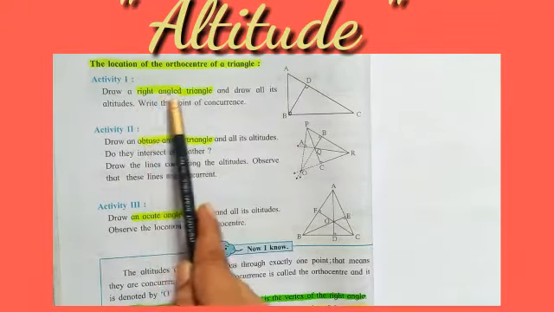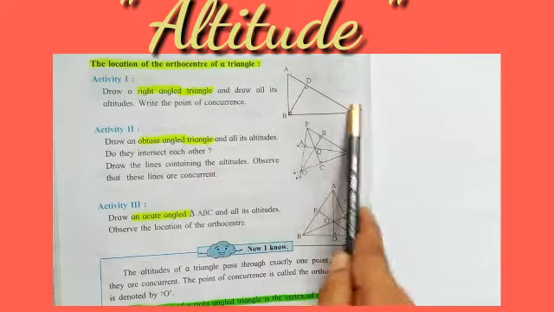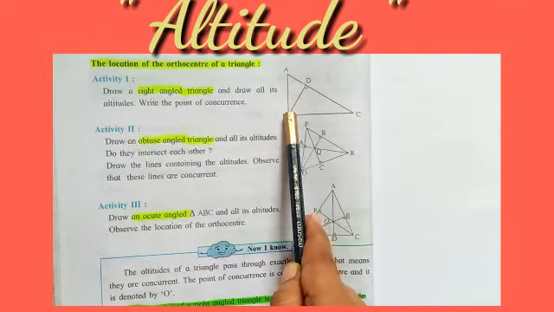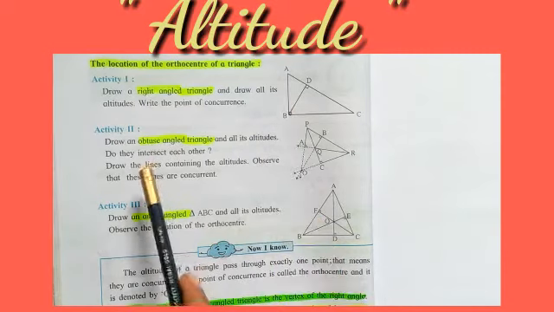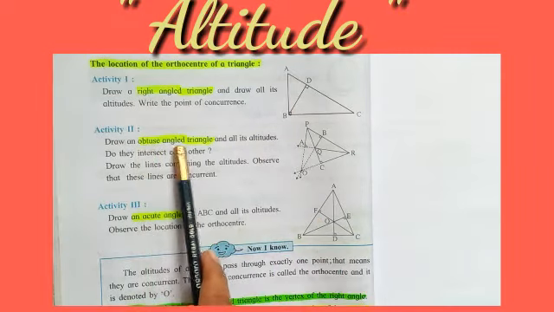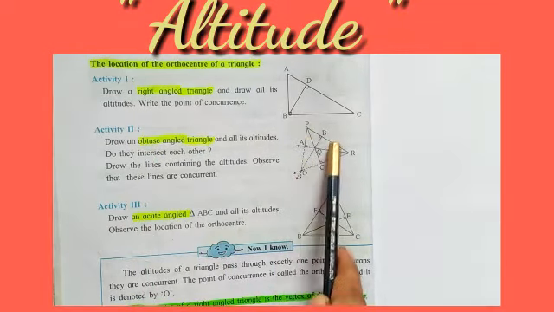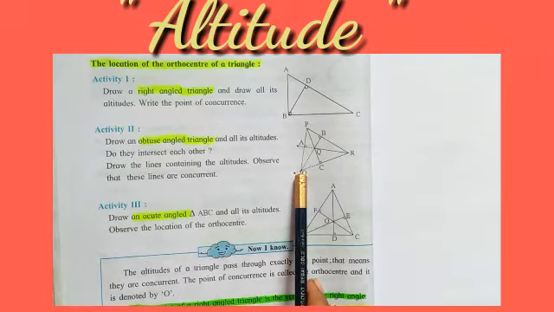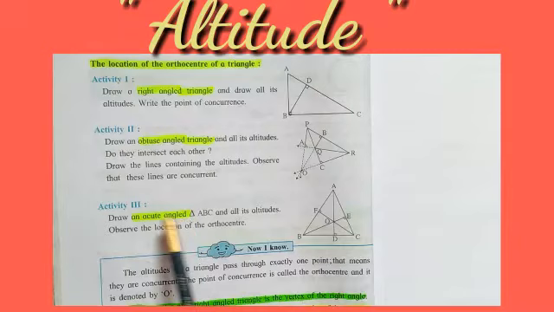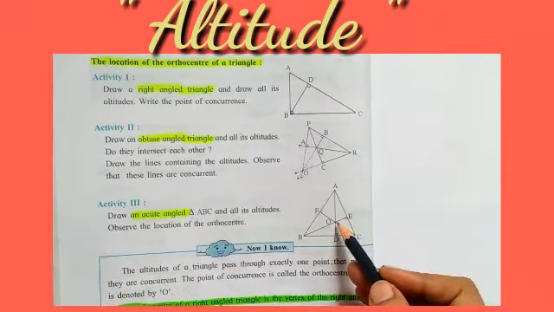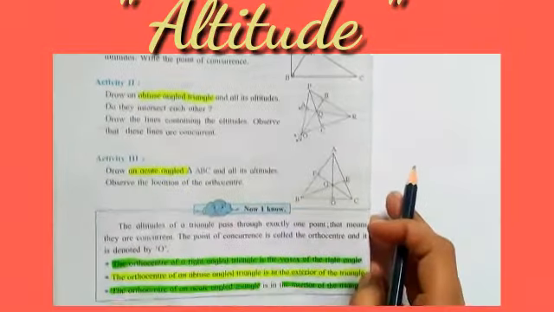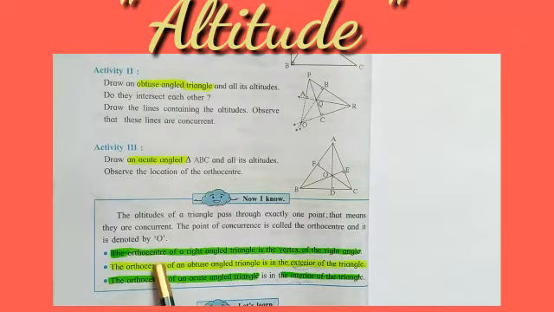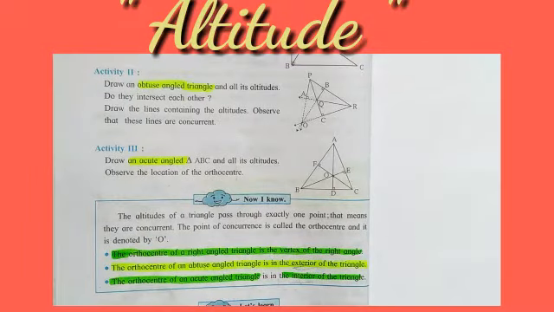First point, right angle triangle. Draw one triangle and show the orthocenter at the vertex. Second activity, obtuse angle triangle. Draw this type of figure and show its exterior orthocenter. And on the third page, you have to draw an acute angle triangle and show its orthocenter in the center. And then you have to write these three important points in your classwork notebook.